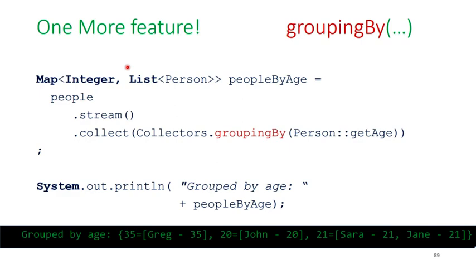That's fine. A map of what? The key is an integer value. If we get an int, no problem, we autobox to Integer, you know that. And then the value for each key is going to be a list of person. So that makes sense. If you understand the idea behind grouping by, you look at the output, you make sense of the output, then you go back to the type and you say, well, yeah, that makes sense.